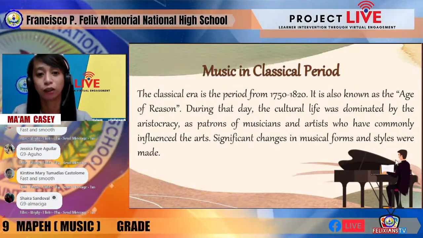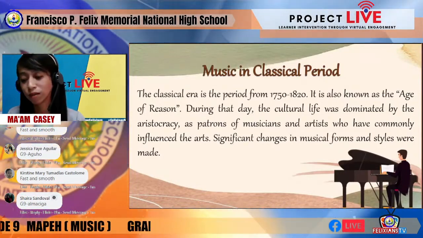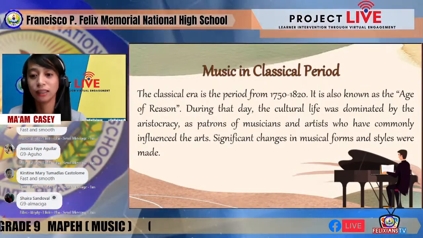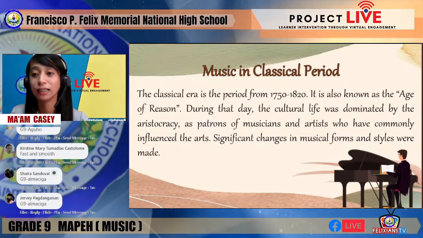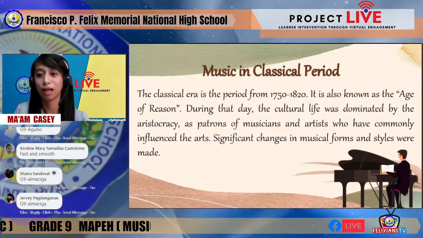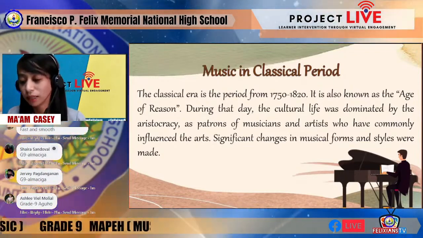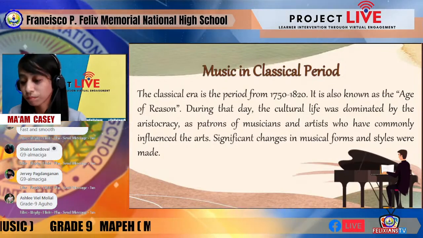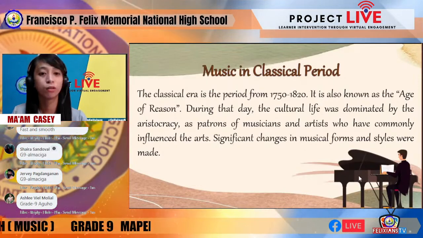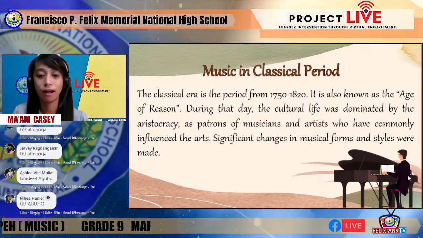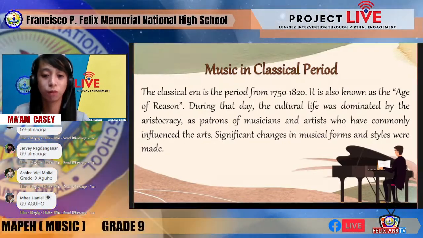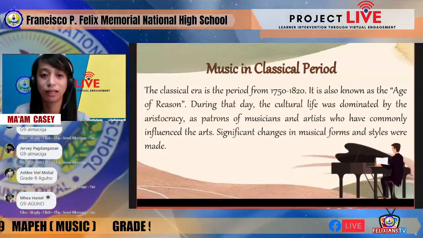All right. So during this time, the music tended to follow expected practices because it was influenced by the aristocrats or the noble people, yung tinatawag nating matataas na tao or mayayaman na tao. It also falls between the Baroque and the Romantic period. So of course, during this time, there are three great composers na kilala talaga during the classical period.